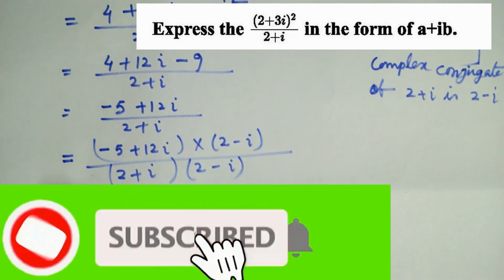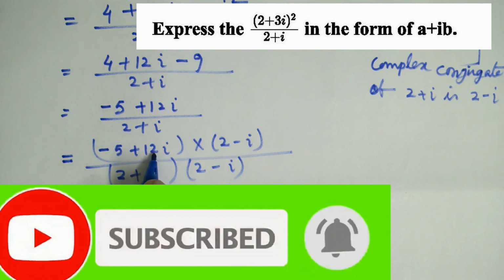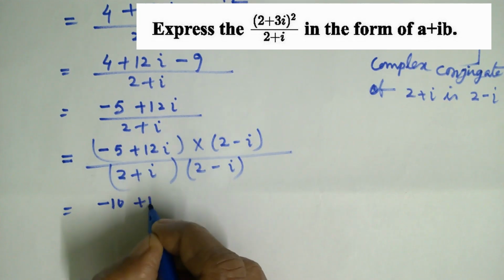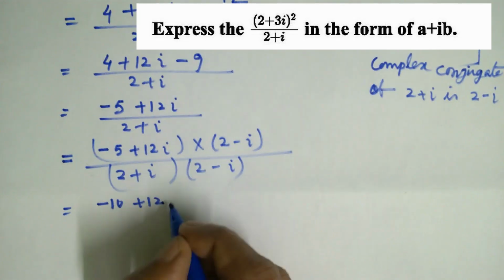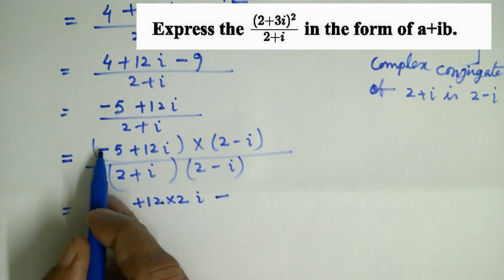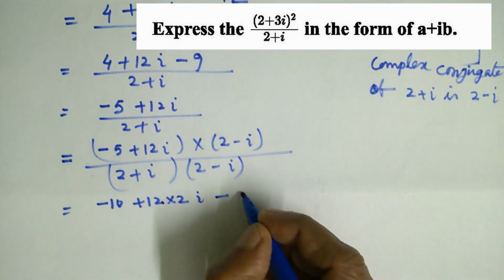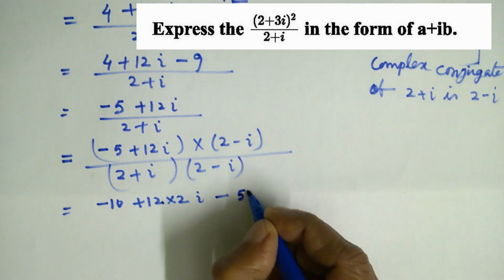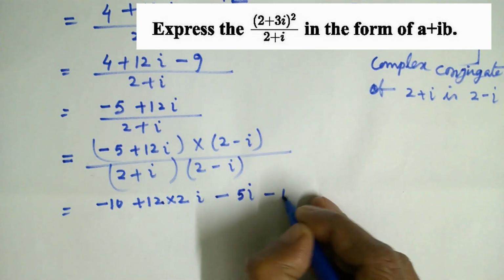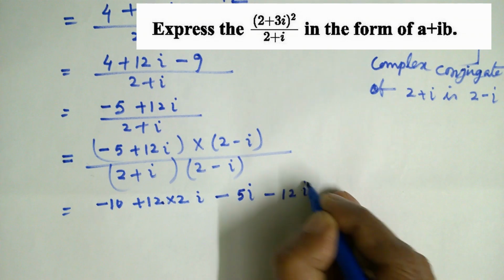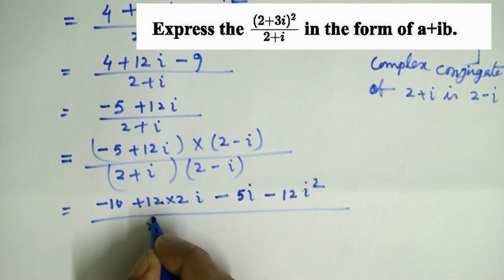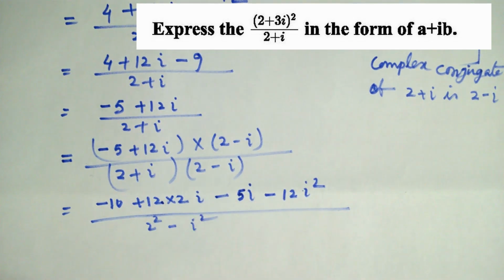Now multiplying: minus 5 into 2, so minus 10, plus 12i into 2, 24i, minus 5 into minus i, plus 5i, minus 12i into i, minus 12 i square. The denominator is (a plus b) into (a minus b), that means 2 square minus i square.